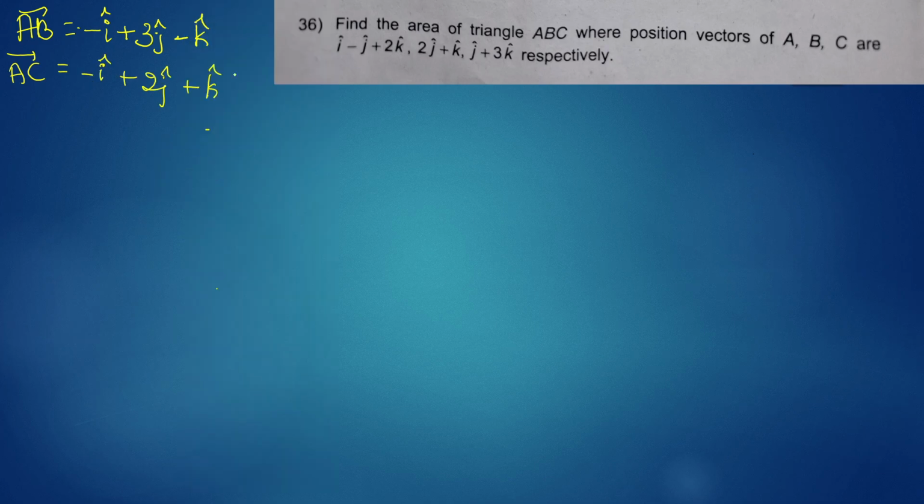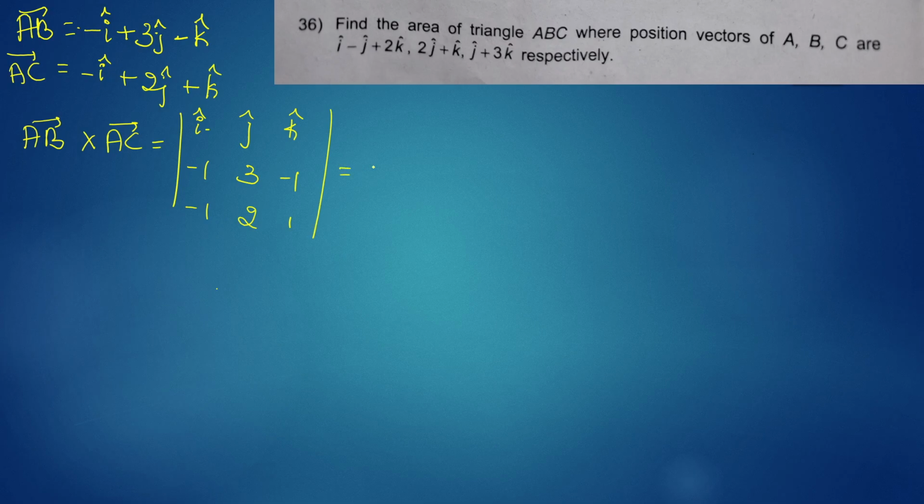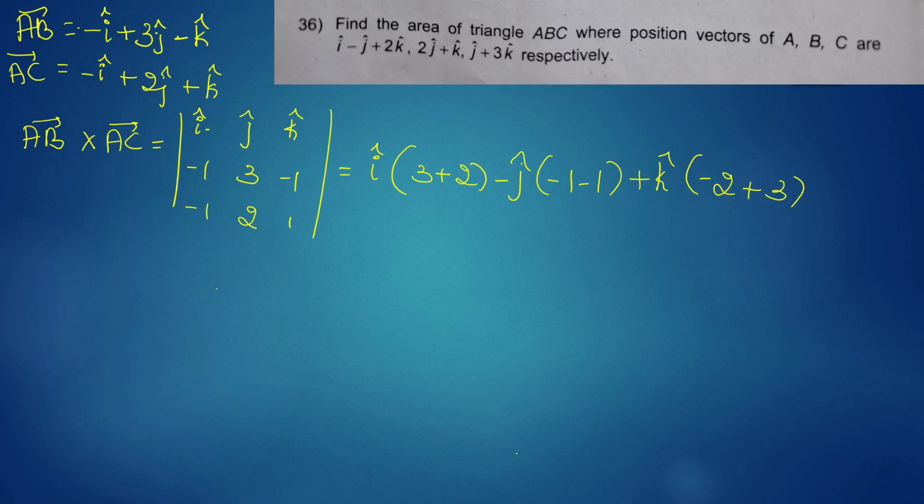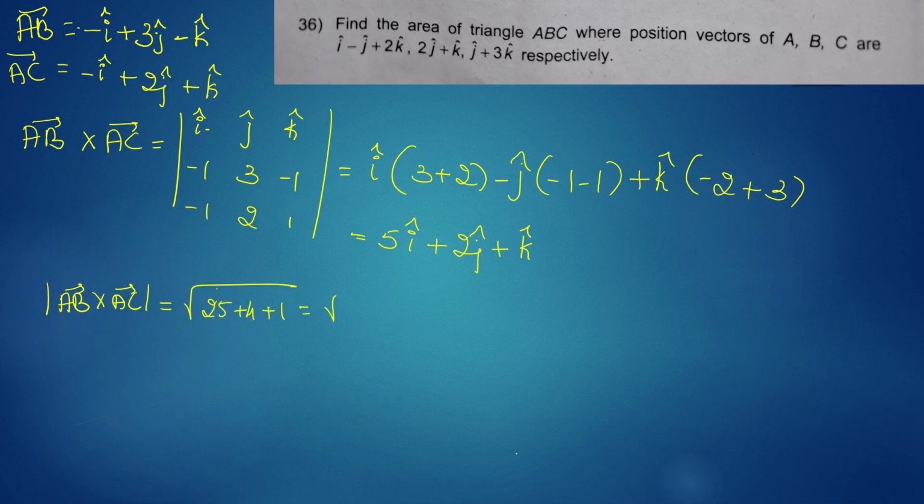Now let us consider the cross product of these two vectors, that is vector AB cross vector AC, that is the determinant of i cap, j cap, k cap, minus 1, 3, minus 1, minus 1, 2, 1. If we expand this determinant, we get i cap into 3 plus 2 minus j cap into minus 1 plus 1, plus k cap into minus 2 plus 3, which is nothing but 5 i cap plus 2 j cap plus k cap. If we consider the magnitude of vector AB cross AC, we get root of 25 plus 4 plus 1, which is nothing but root 30.